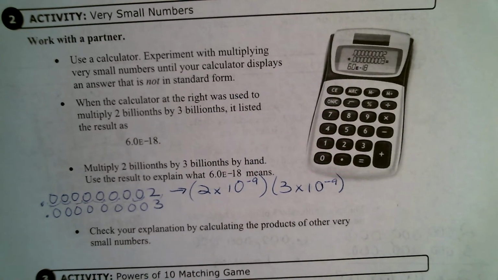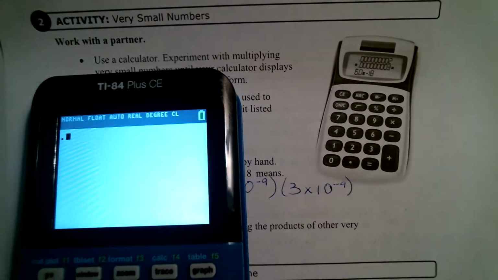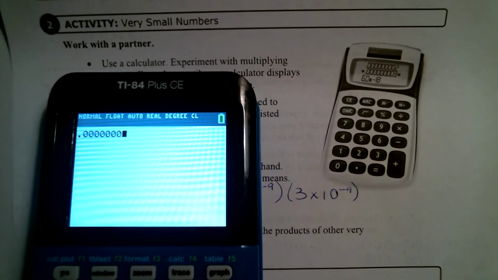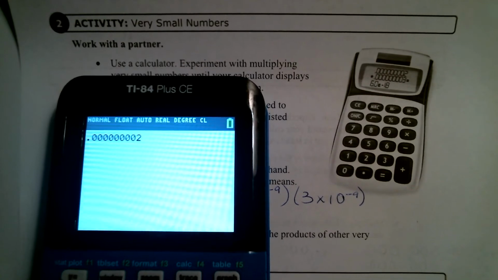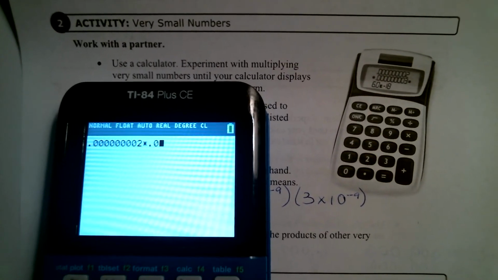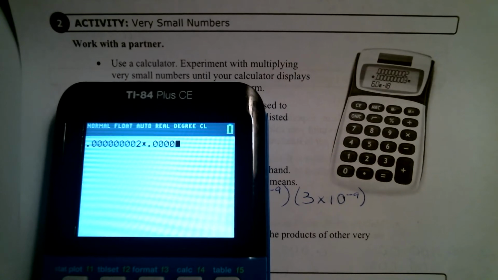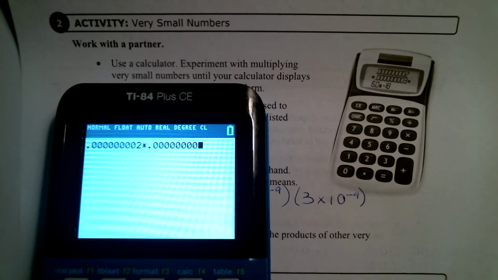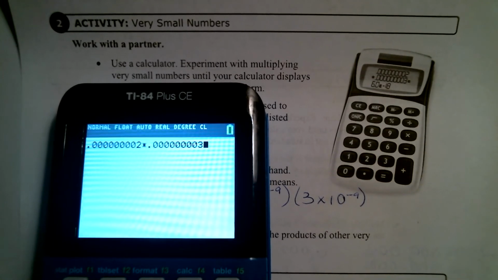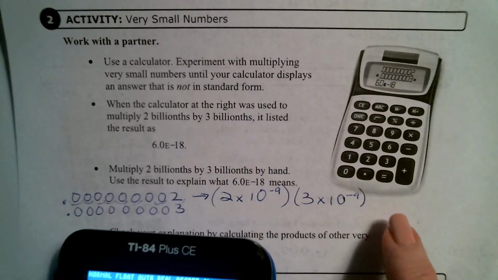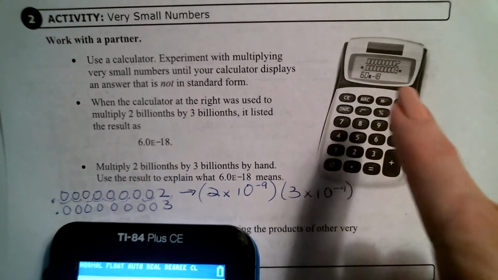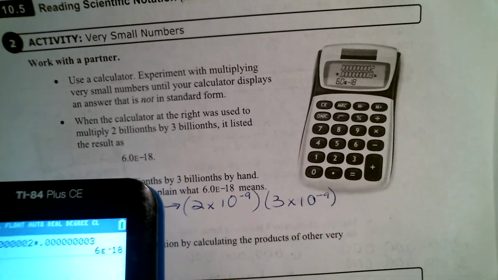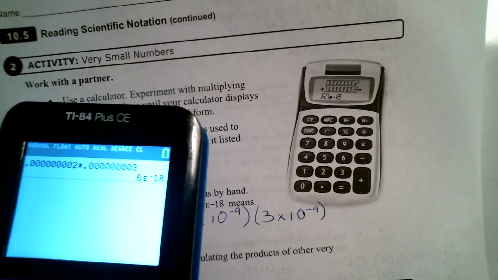Now, let's just count the places: point, tenths, hundreds, thousands, 10,000s, 100,000s, millions, 10 millions, 100 millions, now we're in the billions, times point, tenths, hundreds, thousands, 10,000s, 100,000s place, millions place, 10 millions place, 100 millions place, now I'm in the billions place. And what do we predict we're going to get? And how do we predict it's going to look? There you go. So our calculator is giving us this notation.